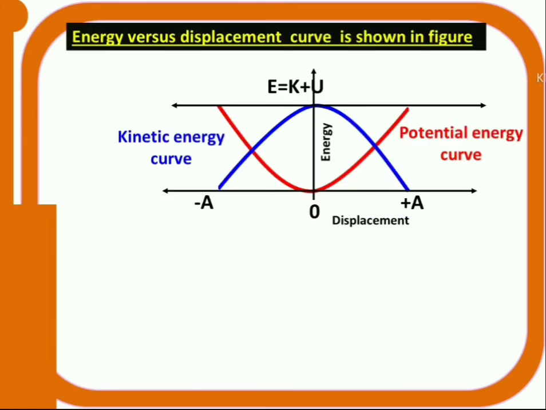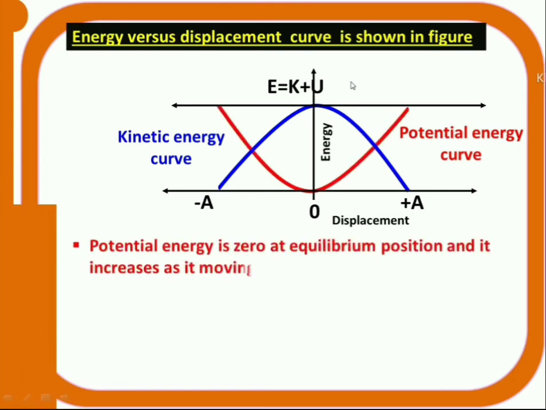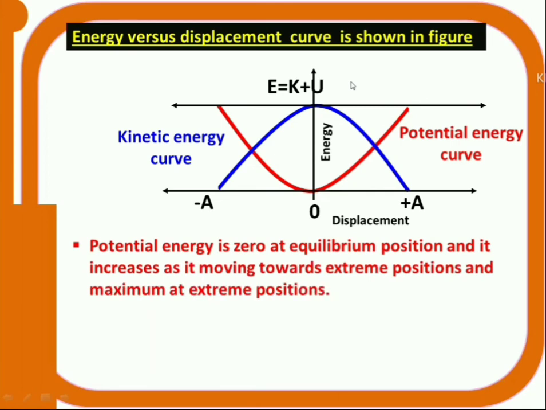Next, if I draw the energy versus displacement curve, it looks like this. This graph shows the energy versus displacement. On the x-axis is displacement, on the y-axis is the total energy of the oscillator. The navy blue line indicates the curve of the kinetic energy and the red curve indicates the curve of the potential energy. At any instant, total energy is equal to kinetic energy plus potential energy. From that curve, it is clear that potential energy is 0 at the equilibrium position. That means at the mean position, potential energy is 0 and it increases as it moves from the mean position to the extreme positions.